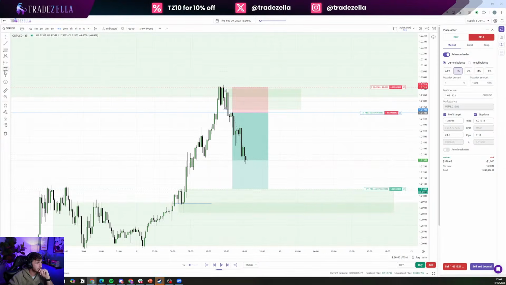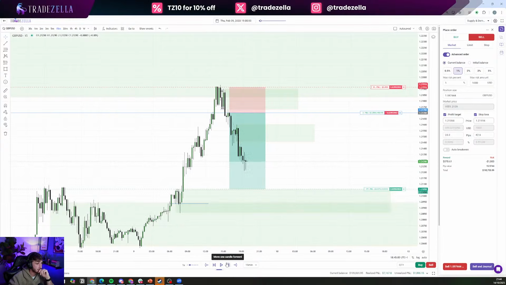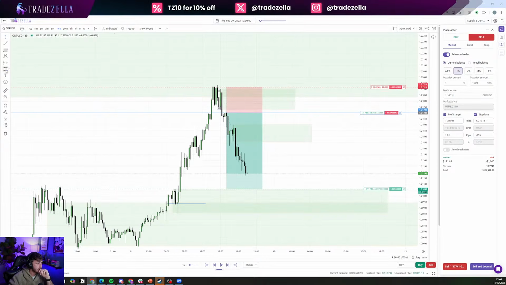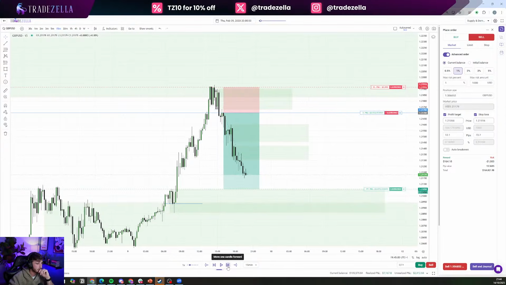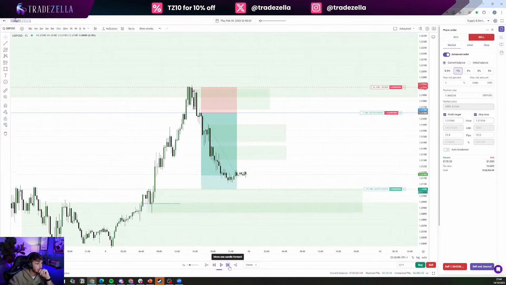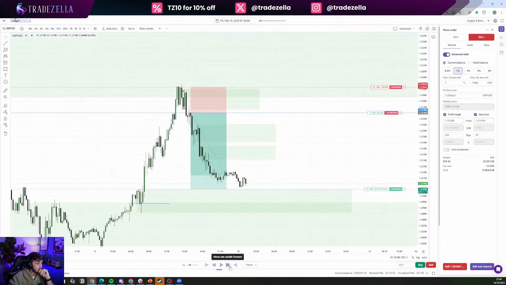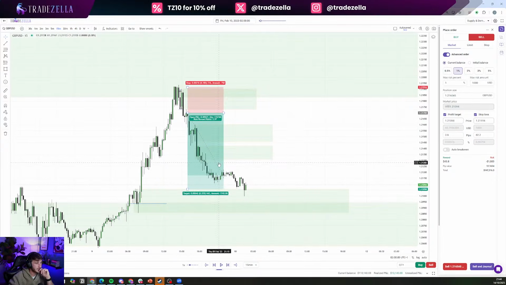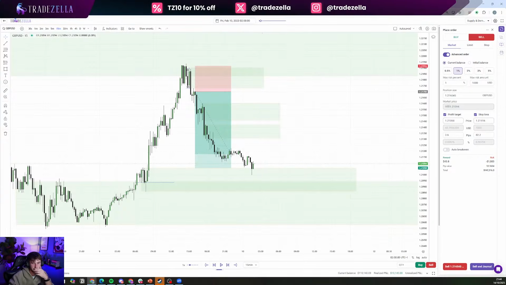All right. So just to reiterate, this is now broke structure with displacement. So this becomes our level of supply right here now. Now this broke structure, so now this is the supply that's in control. Chop around, and we do end up getting there. Okay. So now where do we want to look from here?